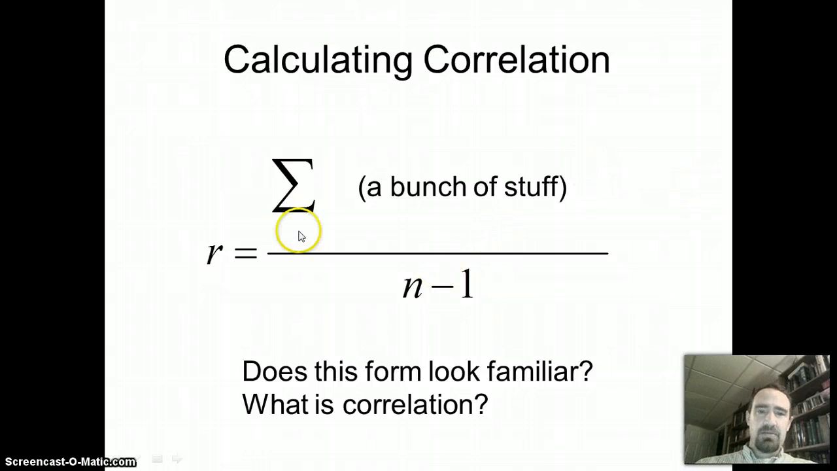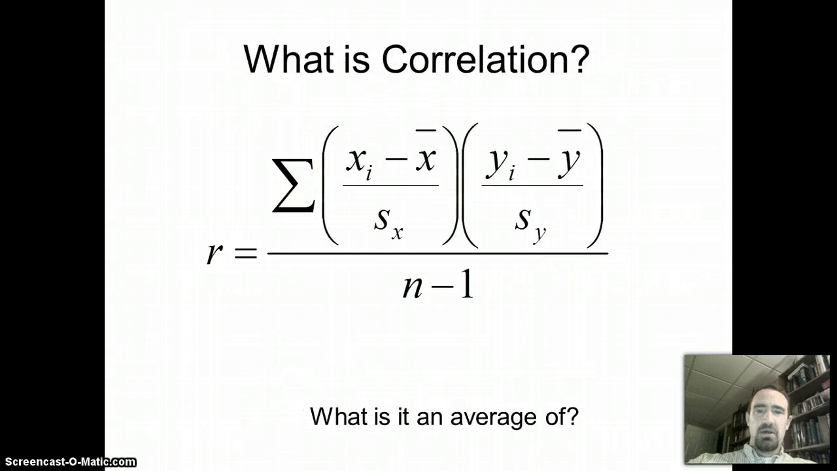It's adding up a bunch of stuff on the top and then dividing by the number of things that we added up. So you add up n things and divide by n. What kind of form is that? That's actually an average. So correlation is a kind of average. What is it an average of? If we take a look on the top, we're not just adding together pieces of data, we're adding together two things that we're multiplying. What are these things?